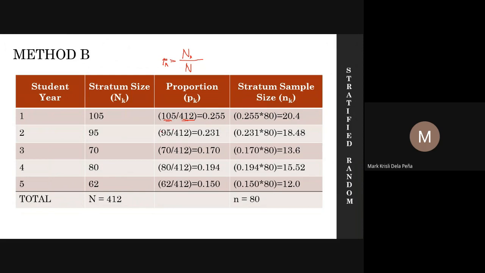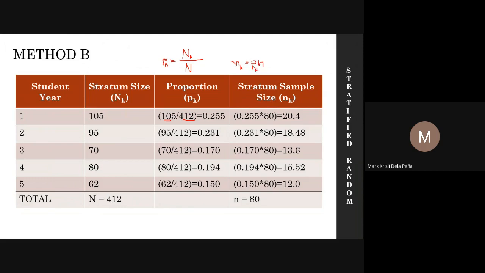Then we'll proceed to the second stratum, which has 95 stratum size. Divide by 412, we get 0.231. And we get 0.170 for stratum 3, 0.194 for stratum 4, and 0.150 for stratum 5. Then we will solve for the number of samples per stratum, and that is the proportion. If you recall our formula, n sub k is equal to p sub k multiplied by n.